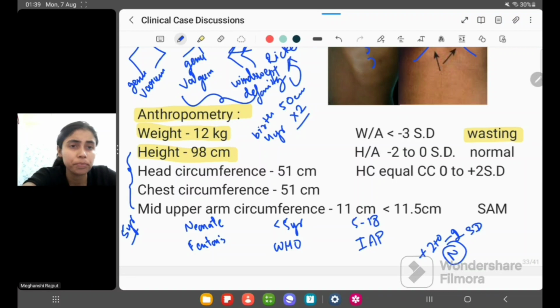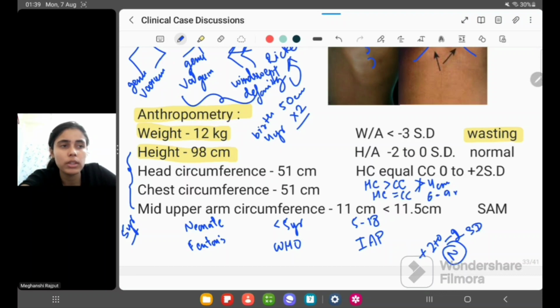Head circumference is usually greater than chest circumference at birth, but the difference is not more than 4 centimeters. The head circumference becomes equal to chest circumference by 6 to 9 months. So it becomes equal. Then mid upper arm circumference.